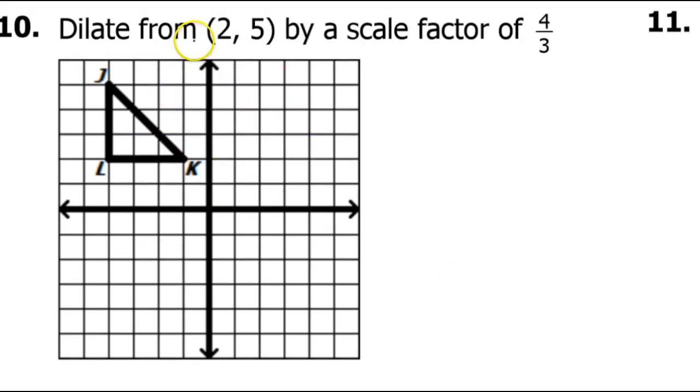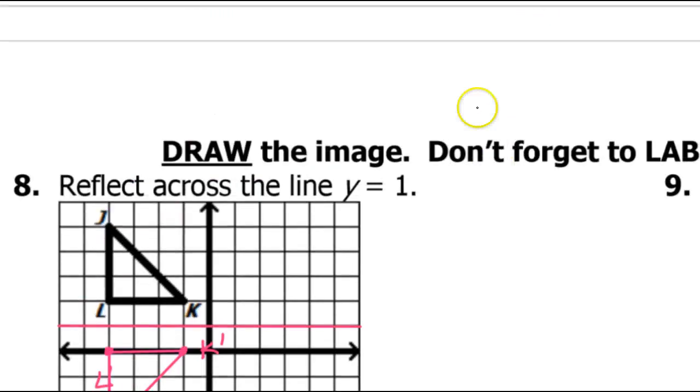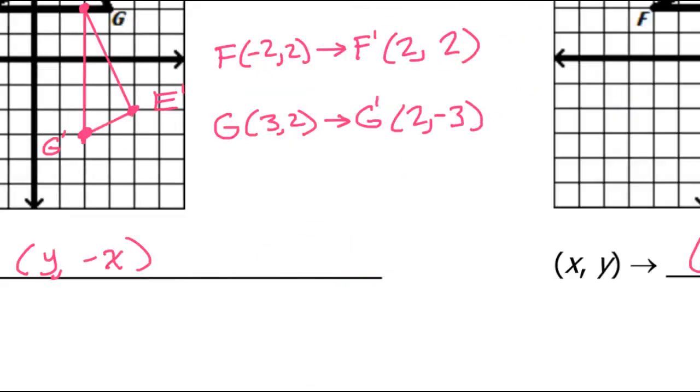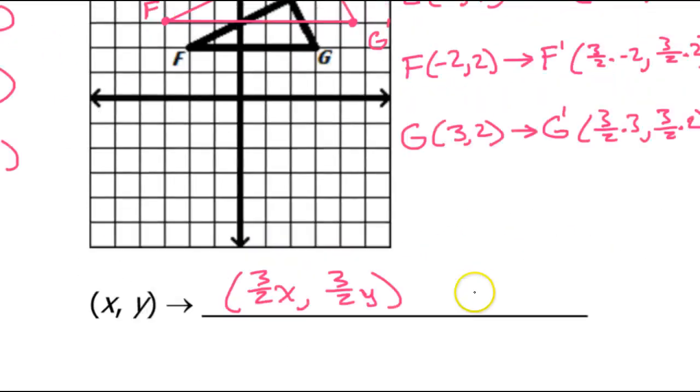So number 10, we have to dilate from the point 2, 5 by a scale factor of 4/3. So again, I think a useful technique would be to pretend that this point is the origin. Because then all I have to do is multiply everything by 4/3. Maybe I should go back and look at an example that we did in the previous video.